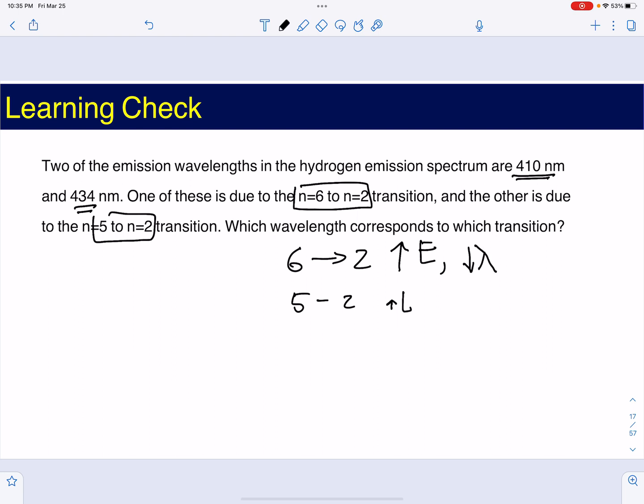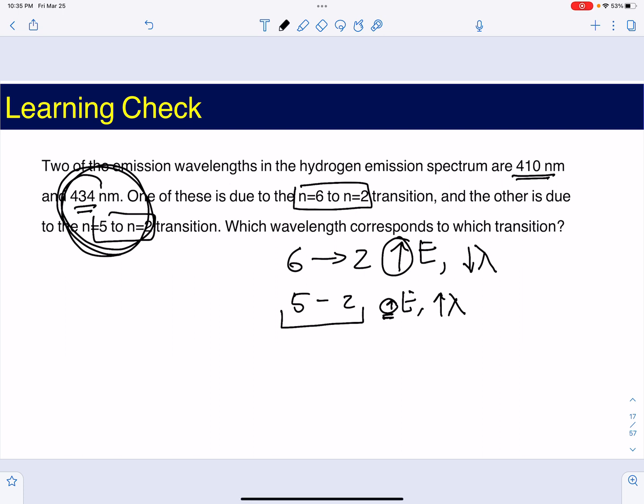A small energy, higher wavelength. So from 5 to 2, which is the smaller energy, you will have to have the one with a bigger wavelength. So 5 to 2 is going to be 434, while 6 to 2 is going to be 410.